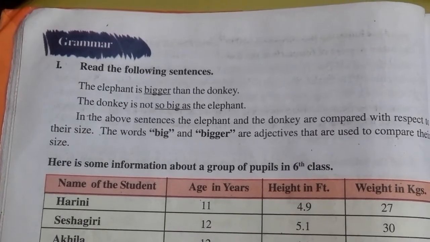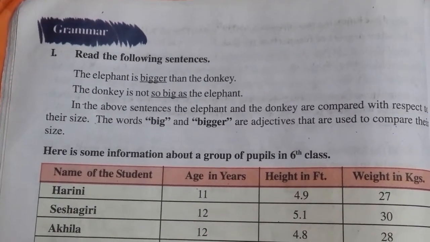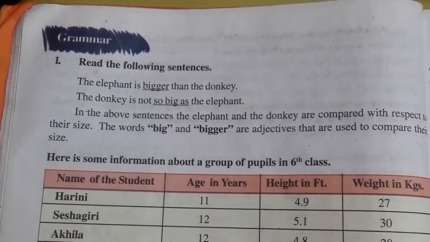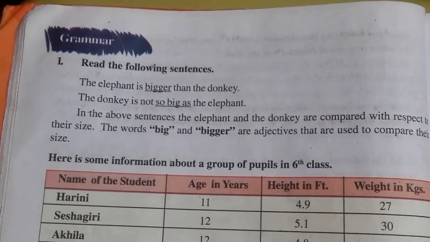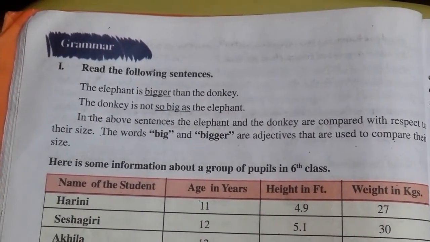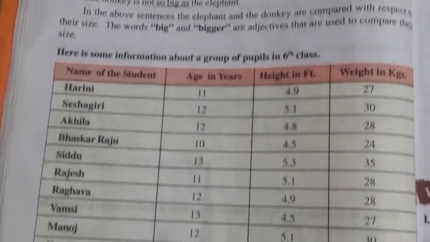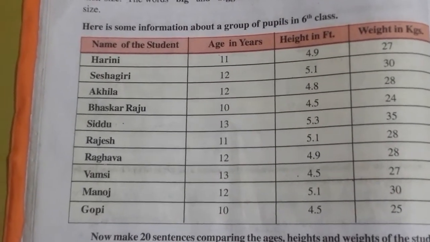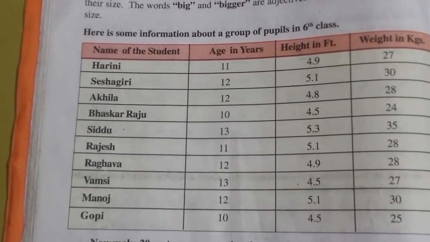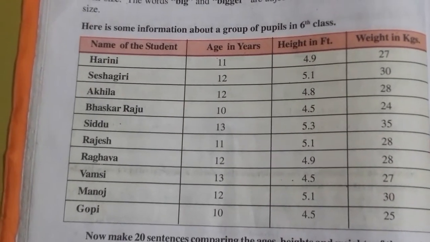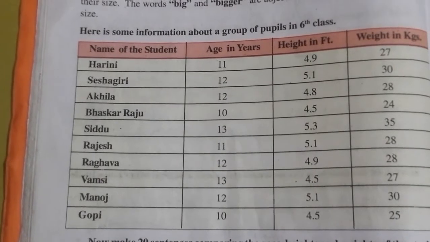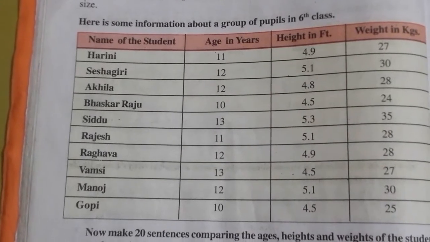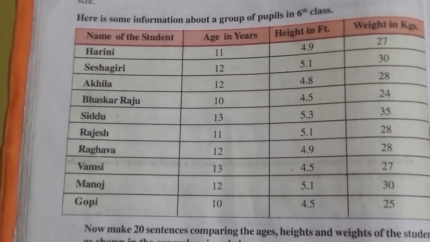In the above sentence, the elephant and the donkey are compared with respect to their size. The words big and bigger are adjectives that are used to compare their size. Now let us see the table which is given below. Here is some information about a group of pupils in 6th class. The names of the students are given, age in years, height in feet and weight in kgs are given. So looking at this table, you need to form some sentences using the three forms of adjectives.